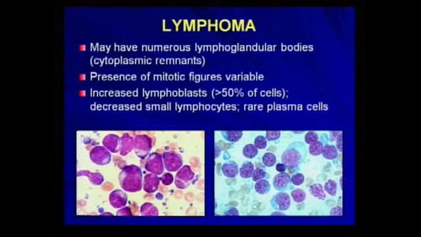So I like to have several aspirates to evaluate, but the bottom line is, if I'm seeing more than 40% lymphoblasts, mitotic figures, and an absence of plasma cells or other cells associated with antigenic stimulation, I'm probably going to come down on the side of lymphoma.